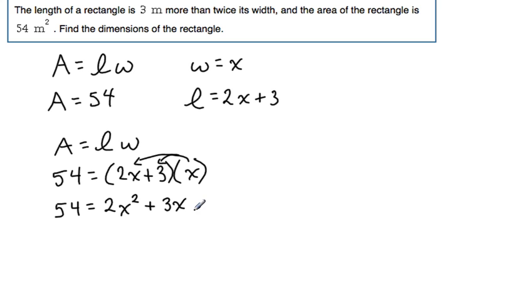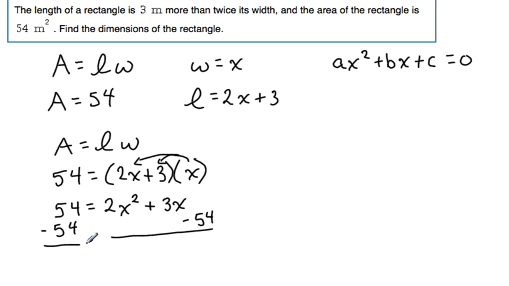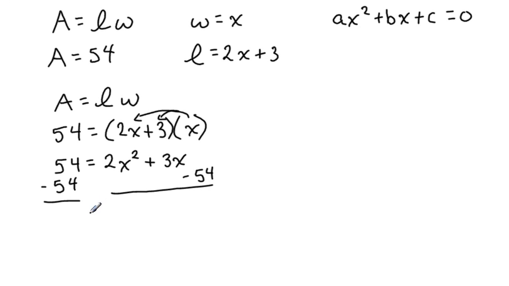Now, what we're going to wind up with here is a quadratic, and in order to solve the quadratic, we have to have it in this form here. So let me write that general form: ax squared plus bx plus c equals 0. In order to have it in this form, what we're going to do is subtract 54 from both sides of the equation. And what we wind up with is 2x squared plus 3x minus 54 equals 0.